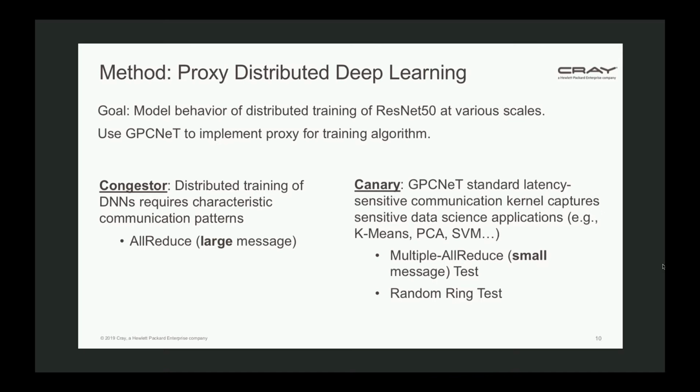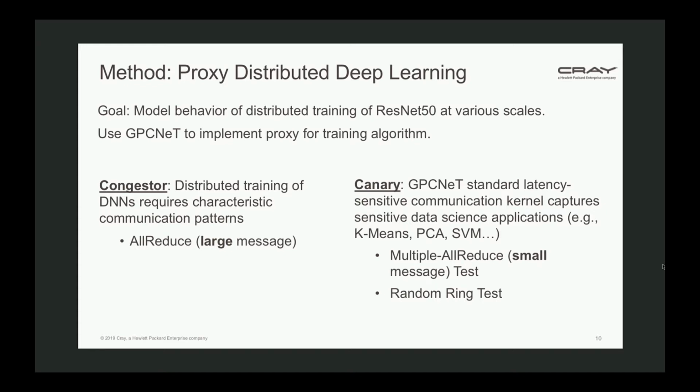So we proposed a method to proxy a distributed training of ResNet 50. That's our congester in this case. It does what's called a large message all reduce. As you do distributed training, you essentially need to share gradients across all of the workers. You split up the data set and feed different components to each one of the workers. And after you have broken up the data set across all of the workers, they all compute their gradients in parallel and then synchronize and use the global aggregate gradients to update their weights.